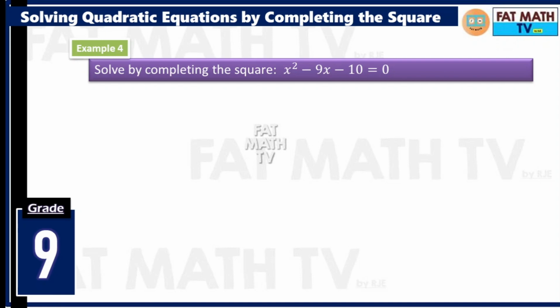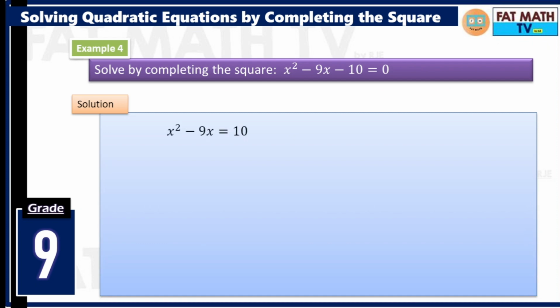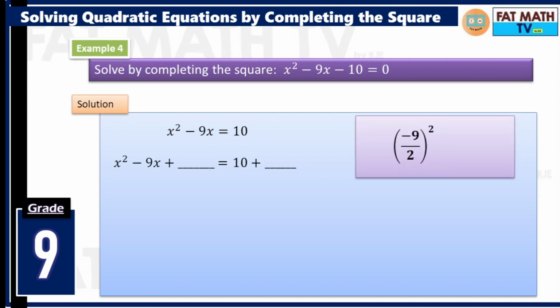Example number 4. Solve by completing the square. X squared minus 9x equals 10. So put 10 to the right side of the equation. You will get x squared minus 9x equals 10. And then complete the perfect square trinomial. Take half of negative 9 and then square it. So half of negative 9 squared is 81 fourths. So plus 81 fourths to both sides of the equation.